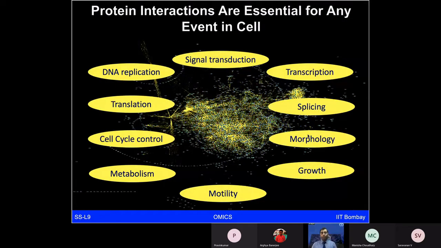Since you're not too aware of various types of biological processes, I think it's a good idea to emphasize that these protein interactions are very important to govern any kind of event in the cell. Whether we talk about signal transduction, transcription, splicing, morphology and growth, motility, metabolism, cell cycle control, translation or DNA replication, these are just a few names. All the important biological processes are governed by these kinds of protein interactions.